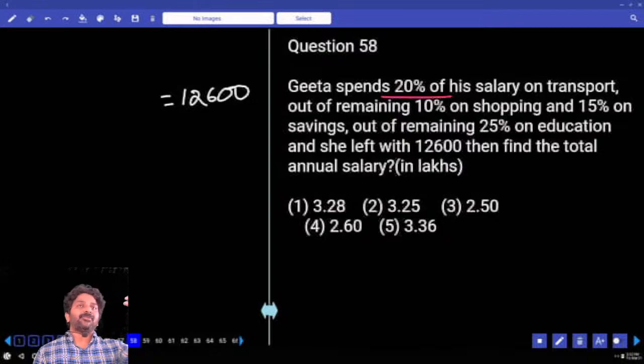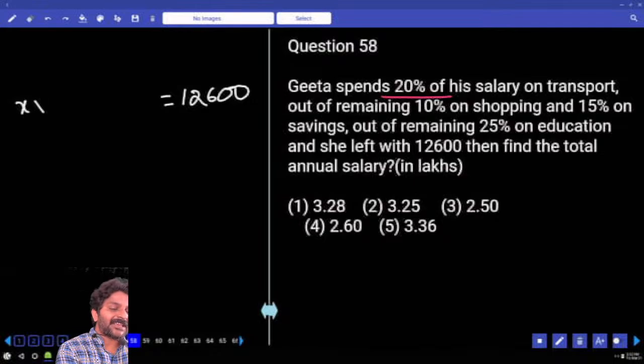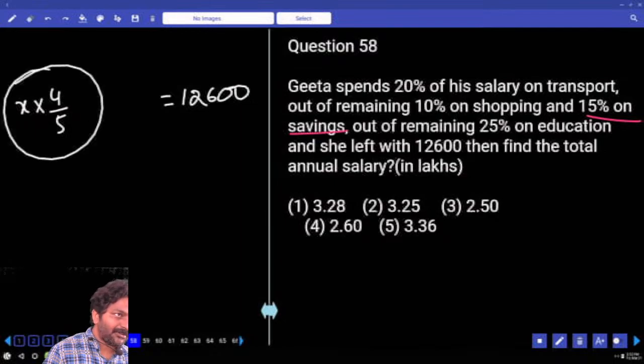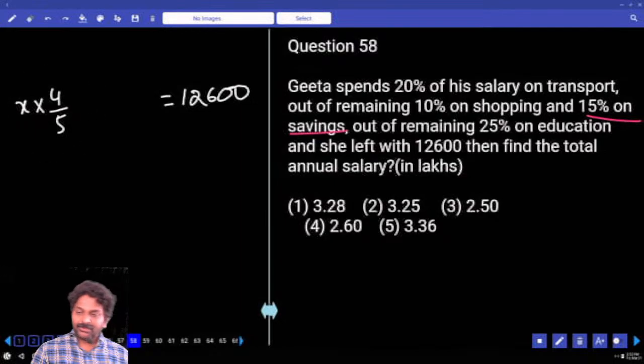Can I take 20% as 1/5? If 1/5 is over, how much is remaining? Let me take monthly salary as X. Now the leftover is 4/5. This is what remains. Now, out of the remaining, that is upon this number, 10% on shopping, 15% on savings. So this 15% is also calculated on the remaining only. That means out of this number only we have to calculate.